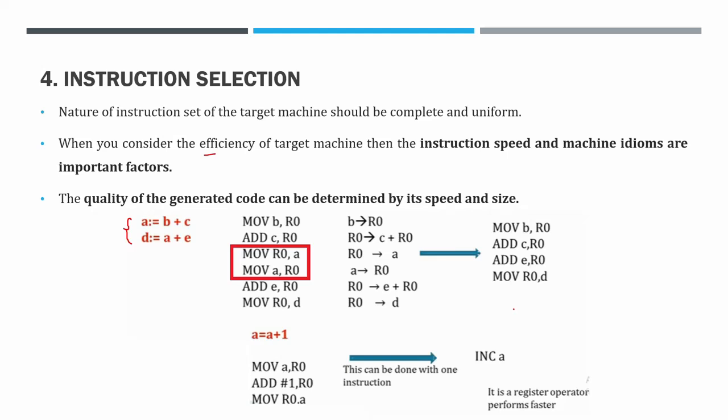This is what we call instruction selection and efficiency, which will increase the speed of instruction execution also. Similarly, as we discussed before, for a equal to a plus 1, instead of having these 3 instructions, we can write it as a single instruction, inc a.